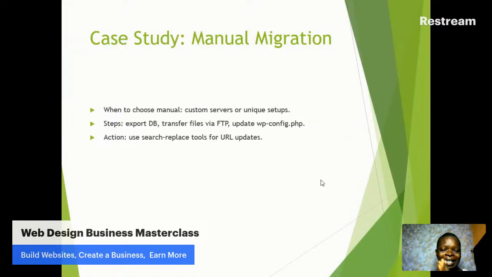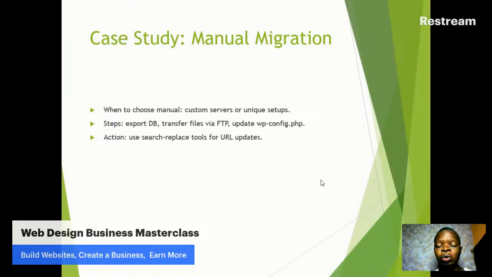So the steps you do are that you export your database first, then you transfer your database file and even your files via your file transfer protocol to your live server. Then you update your WordPress configuration file. So you update it, then your website will start to come up live.